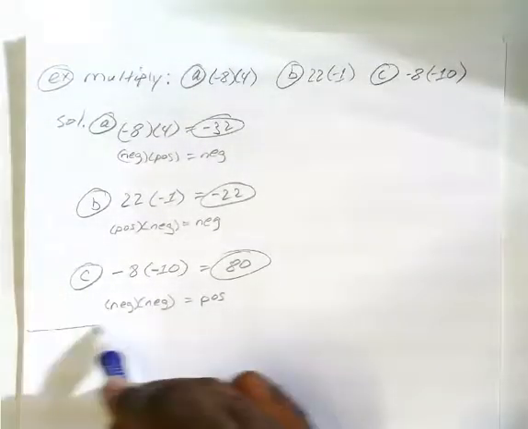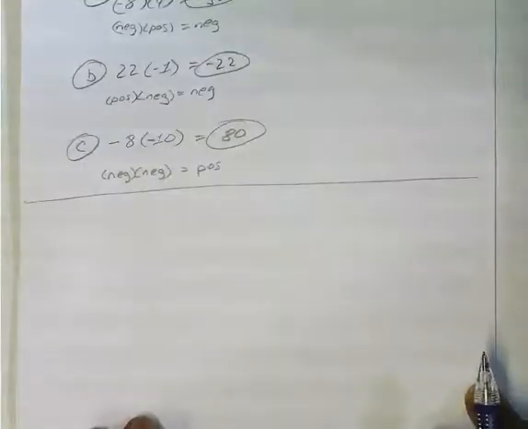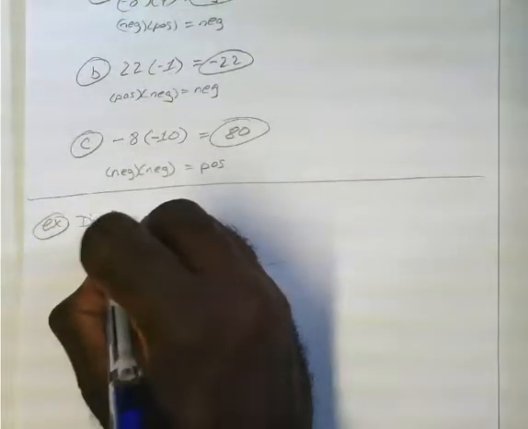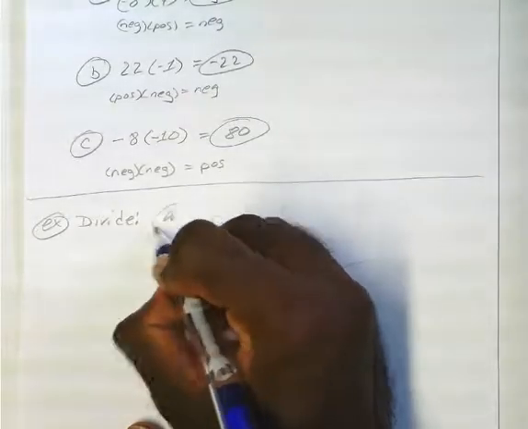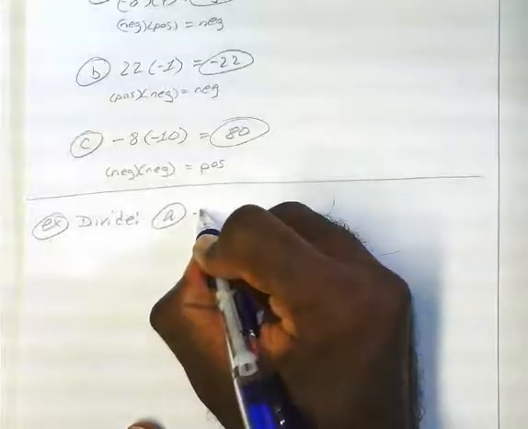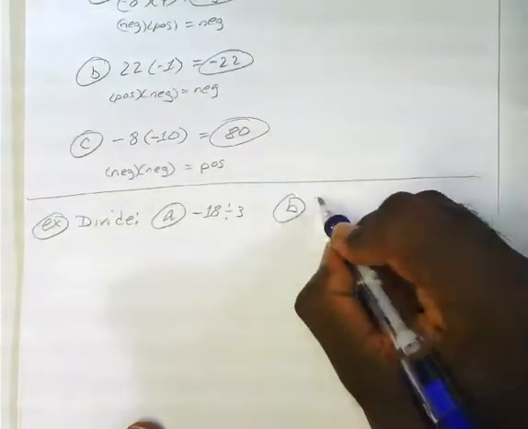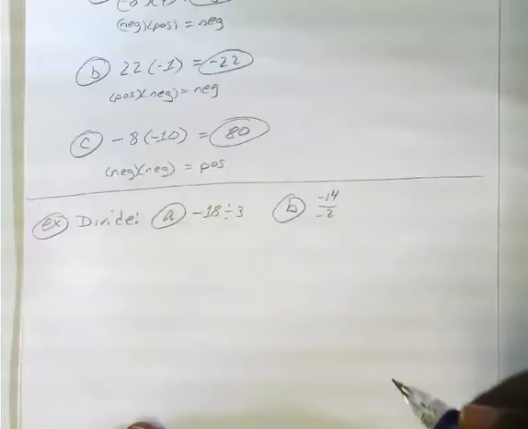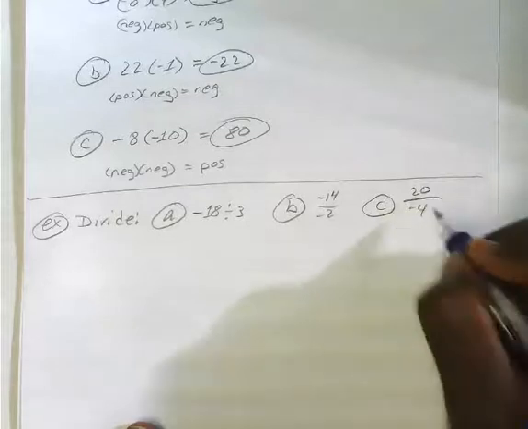Alright, so now we're going to do a few division problems. So what if we wanted to divide, say for problem A, negative 18 divided by 3. Problem B, negative 14 divided by negative 2. And for problem C, 20 divided by negative 4.